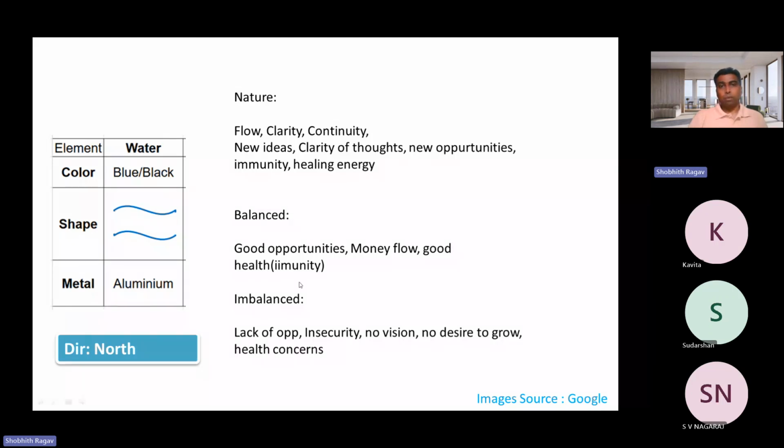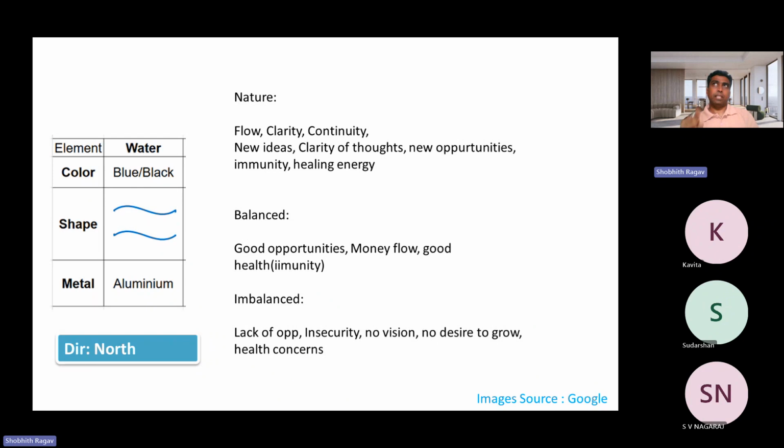Then water is also an element for immunity, body health, body immunity, right? If the water is balanced, your immunity will be very good, and it'll give you a healthy body. Also, the water element has a healing energy if it is balanced. So the attributes of a balanced water element are: good opportunities, good money flow and immunity. Even in astrology, we correspond moon or water element to money. So here also we can take it that money corresponds directly to water element.